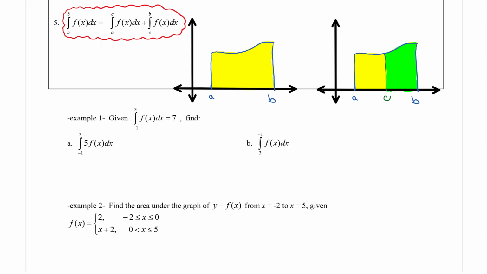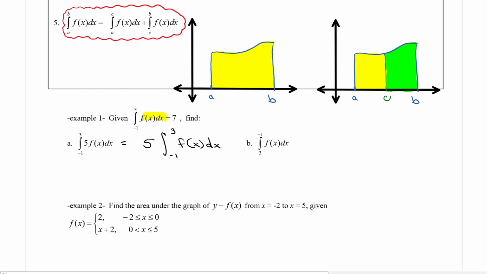Example 1. Given the integral from -1 to 3 of f of x dx equals 7, find A, the integral from -1 to 3 of 5 times f of x dx. Well, this is going to be equal to, we're able to factor out the 5, so it's going to be equal to 5 times the integral from -1 to 3 of f of x dx.